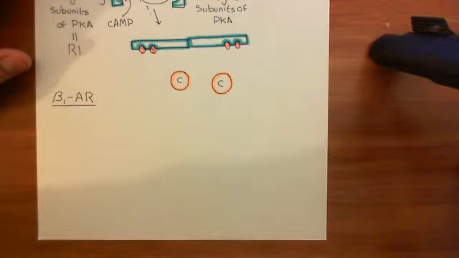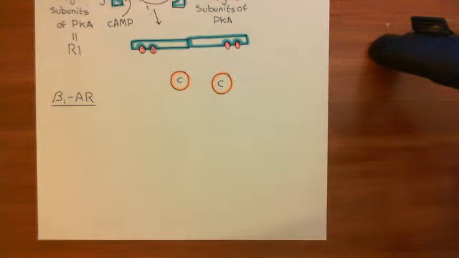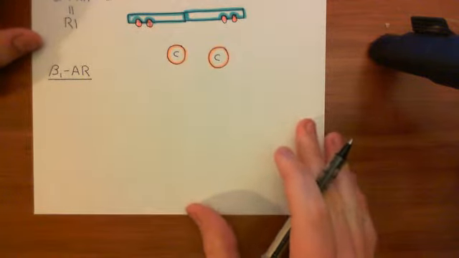So I want to discuss the positive chronotropic and the positive inotropic effects of beta 1 adrenoreceptors on the heart with you. And to do this, we need to discuss the anatomy of the heart and the basic physiology. So I'm just going to make sure that we're all familiar with the anatomy and basic physiology of the cardiac cycle.